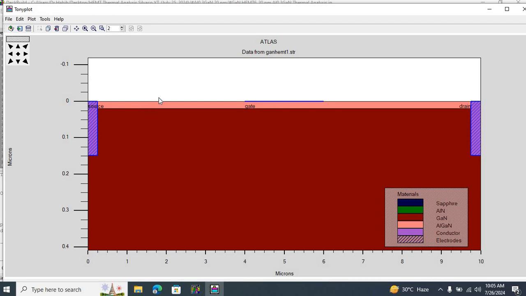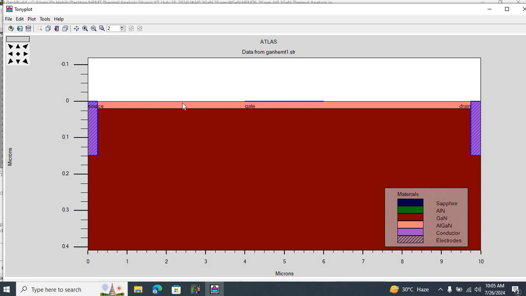This GaN layer is deposited on top of the gallium nitride layer. The difference in band gap between the gallium nitride and aluminum gallium nitride layers creates a two-dimensional electron gas at the interface, which is responsible for the high electron mobility.